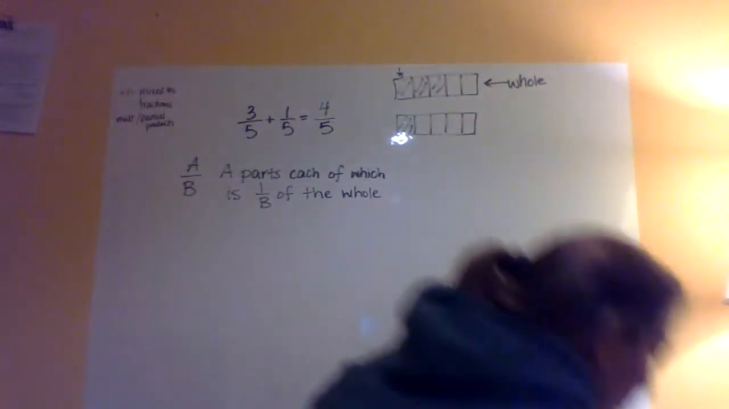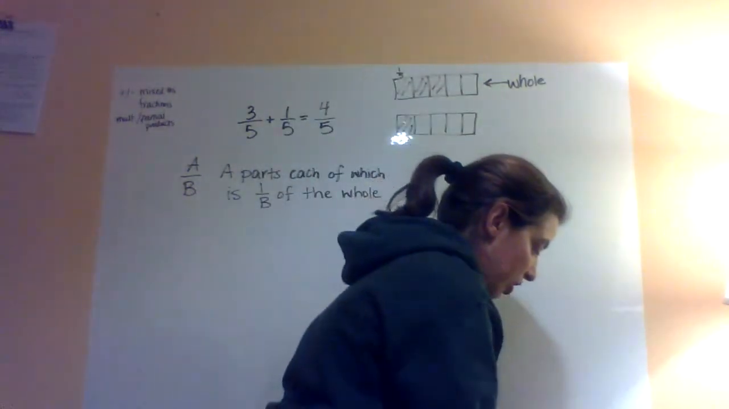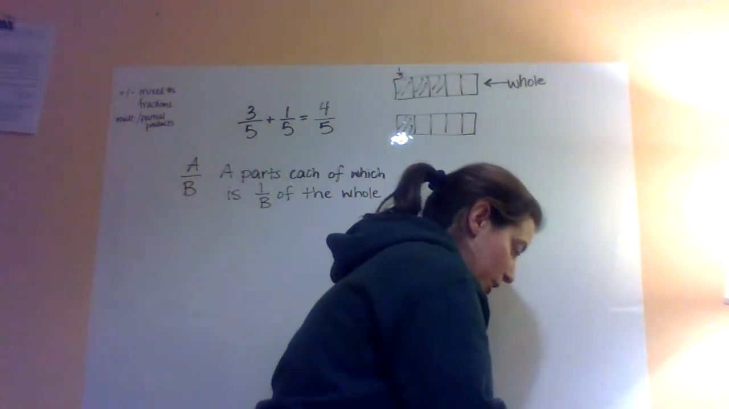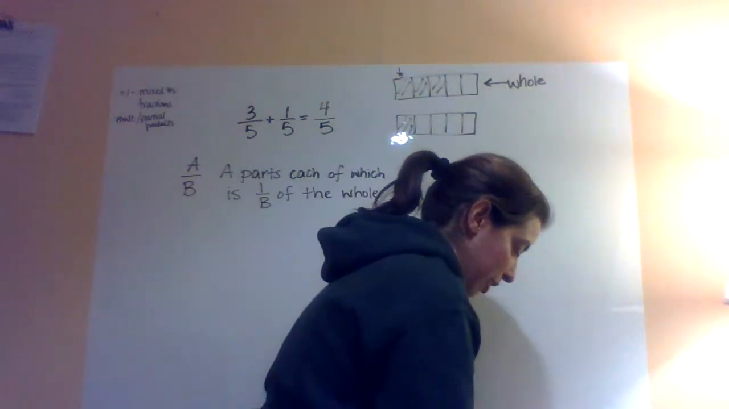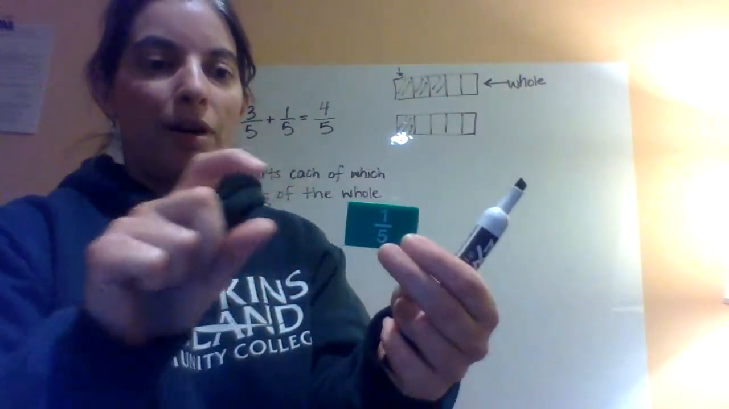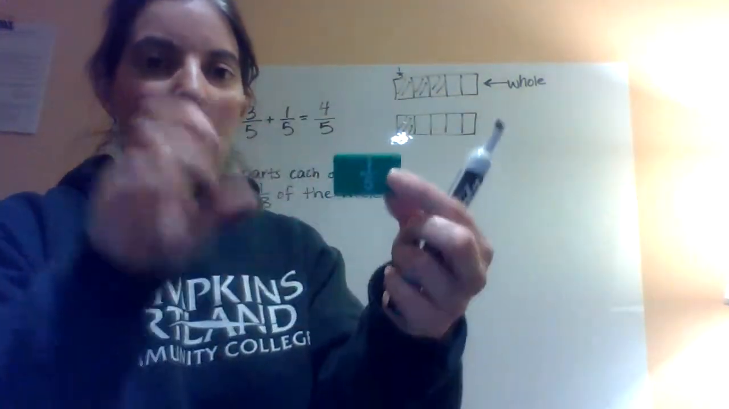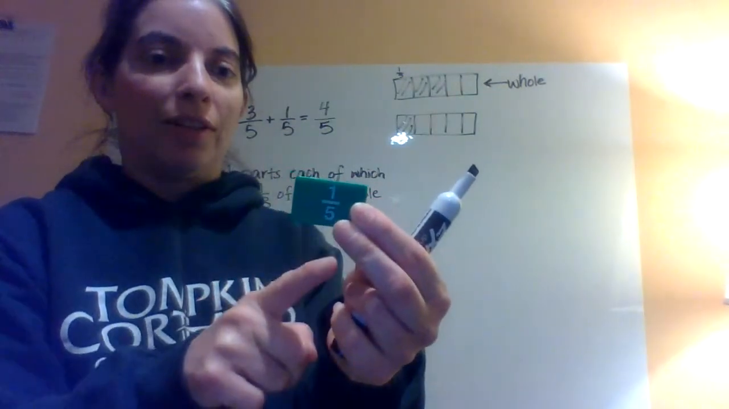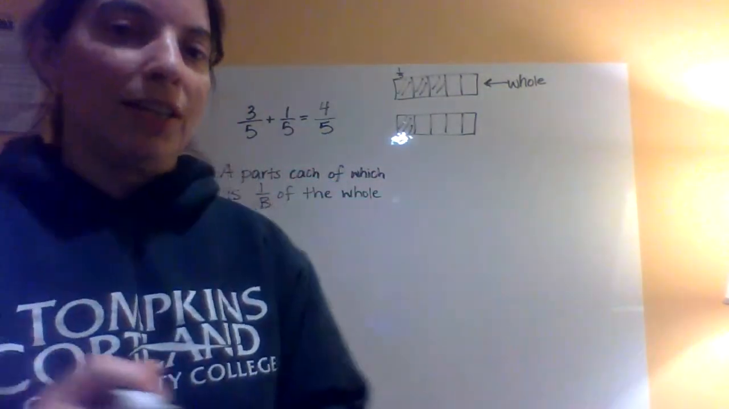Also, if you think about the little fraction strips that we looked at in class that one day, here's a fifth. But if we add 4 of these, right, if we have 1 of these and 3 of these and we're adding them, they don't suddenly become tenths, which would be half the size. So your denominator is going to stay the same.